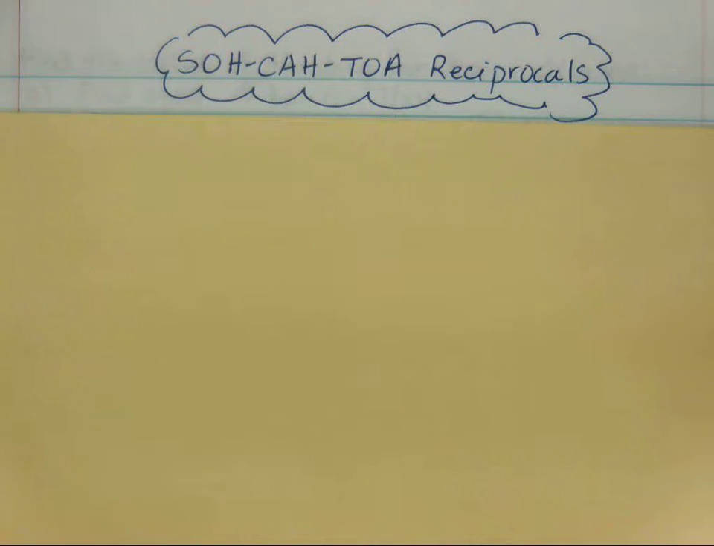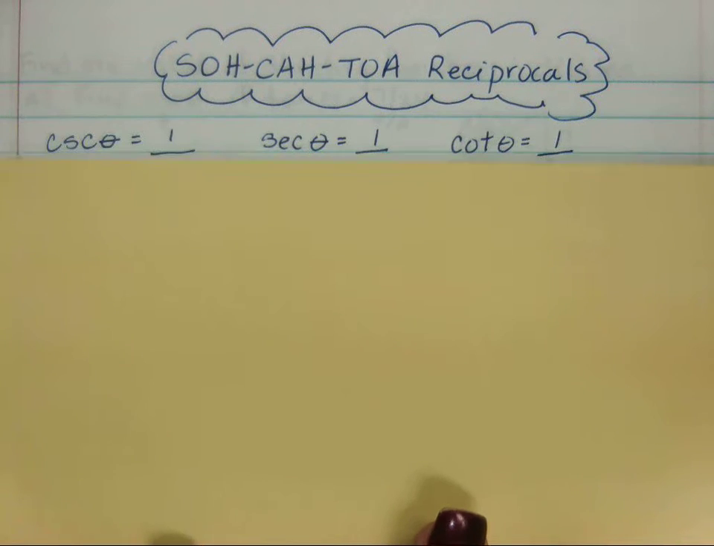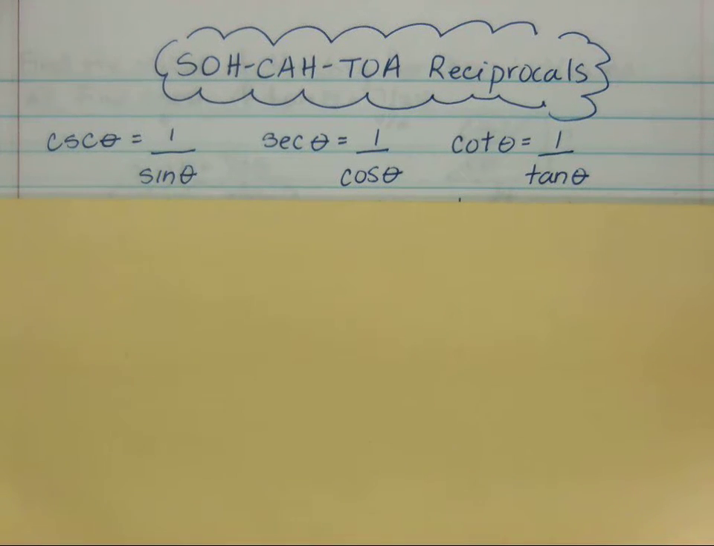So real quick, let's just take a look here at SOHCAHTOA and its reciprocals. There are three new trig functions that we want to be able to look at: cosecant, secant, and cotangent. For your reciprocal properties, you want to remember which ones go together. An easy way to remember that is that the first letter is not going to match.